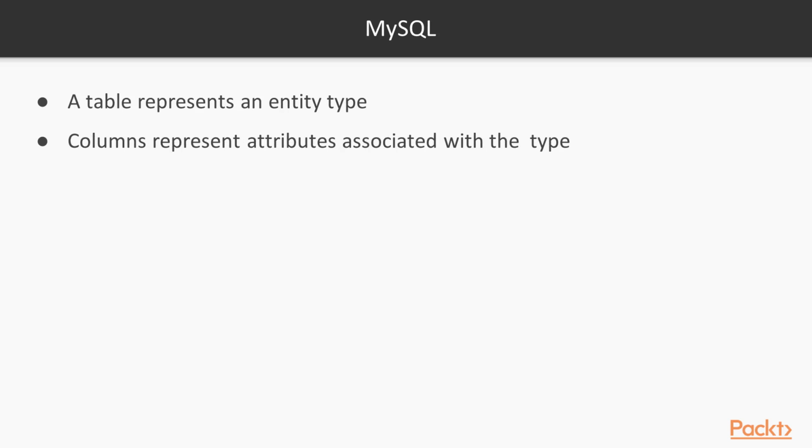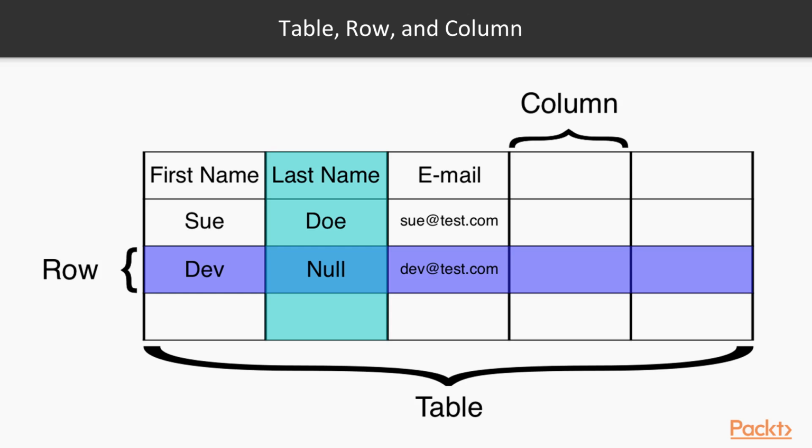In MySQL, data is stored in the form of tables. A table stands for a type of data that we want to store. Columns stand for the individual attributes of the type of data. A record is a row within the table. For example, for this user table that I have here, I have columns first name, last name, and email address. And rows would be individual records of users within the table.